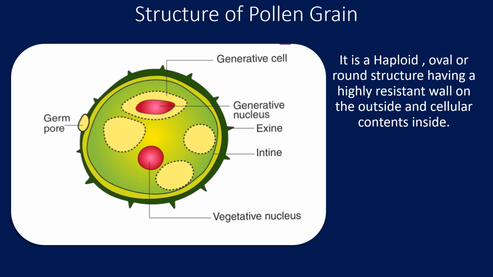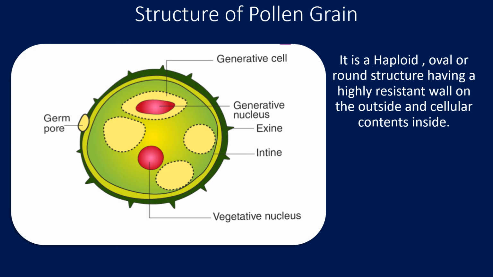Second one is the intine. The intine is a thin and smooth layer composed of pectocellulose. Mainly this question is always asked in the NEET exam. Intine is made up of pectocellulose. Next one is the germ pore. This is the area in the exine where sporopollenin is absent.